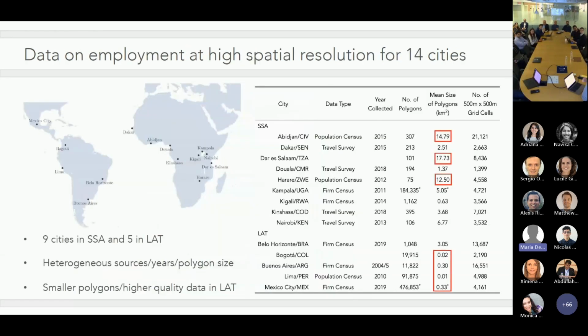And of course, we have our training cities. So this was a collection of data sets that was painstakingly collected by Paolo and June from all sorts of different departments in the bank. And we ended up with 9 cities in sub-Saharan Africa and 5 in Latin America. Now, as you can see from the table, it's very heterogeneous data. It's from different years, different types of data. So we have travel surveys, firm census, population census, all sorts of different types.